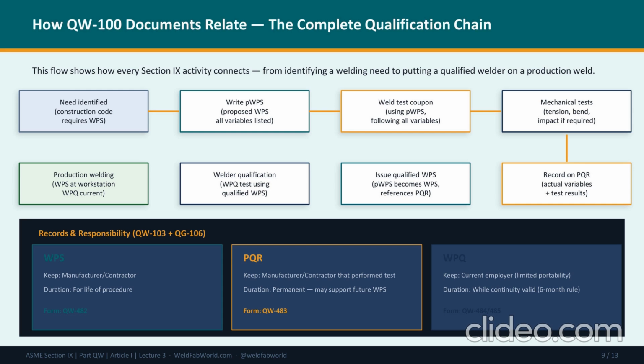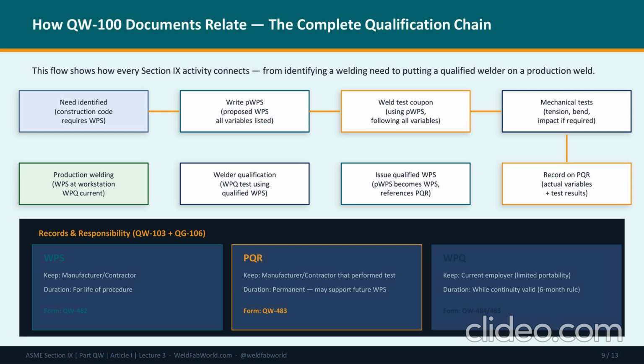Step 5. Record on the PQR. Actual welding variables and test results are recorded on the PQR, form QW 483. The manufacturer certifies it with an authorized signature. It becomes a permanent, unalterable legal document.